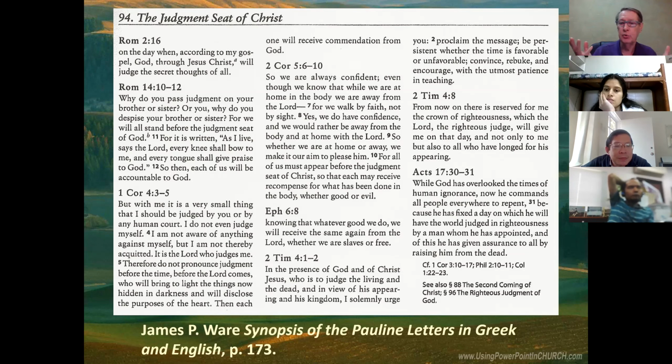And what kind of destruction is that? I think that Paul is talking about eternal loss, about a person going to hell. So we need to take this very seriously. Now, in this book by Ware, he goes to different passages in Paul where it talks about being judged on the day of judgment. You'll notice that it's only in a footnote that he mentions our passage here in 1 Corinthians chapter 3.